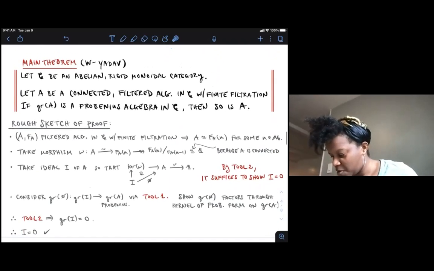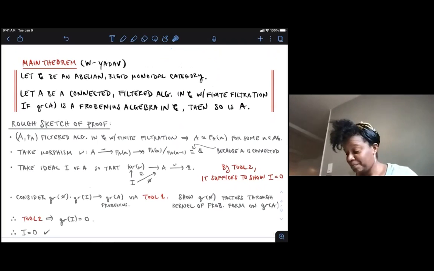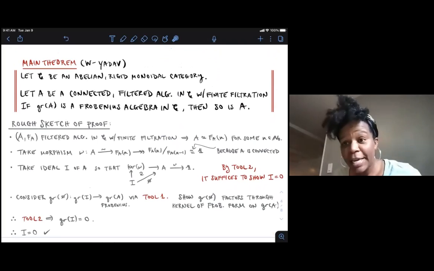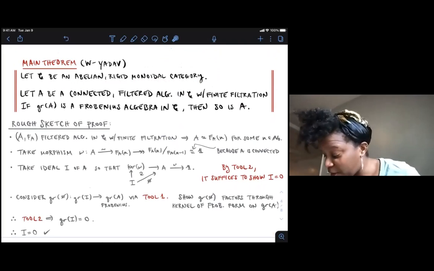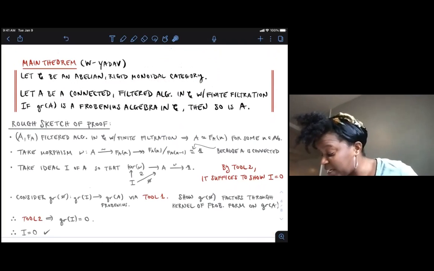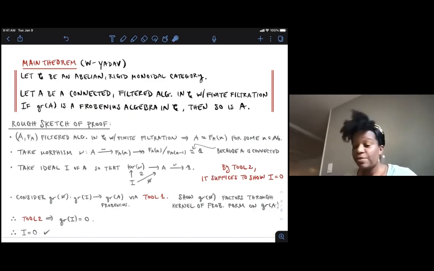So now, how do we prove our main result? Again, what is it? You take a C, an abelian rigid monoidal category. You have a connected filtered algebra in C with finite filtration. And the statement is that if the associated graded of A is a Frobenius algebra in C, then so is A.